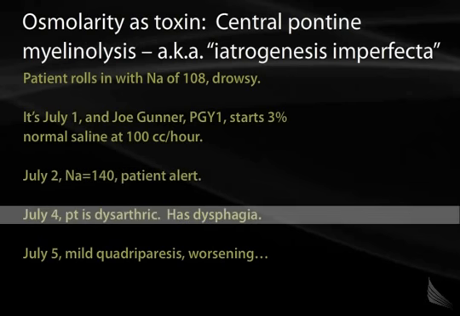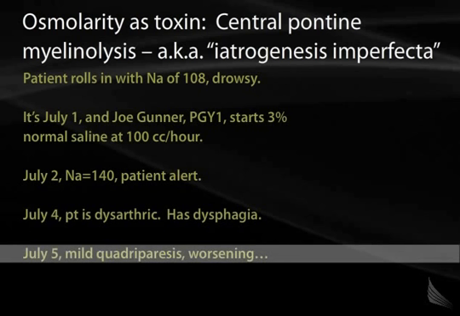On July 4th, the patient is dysarthric, and he has dysphagia, that is, he has difficulty speaking and he has difficulty swallowing. And on July 5th, he has mild quadriparesis, which is worsening, that is, he has forelimb weakness, which is worsening.